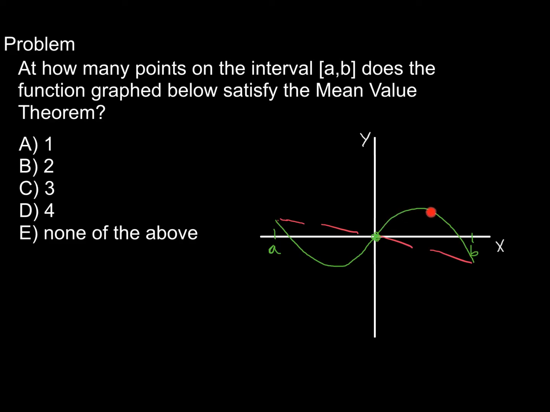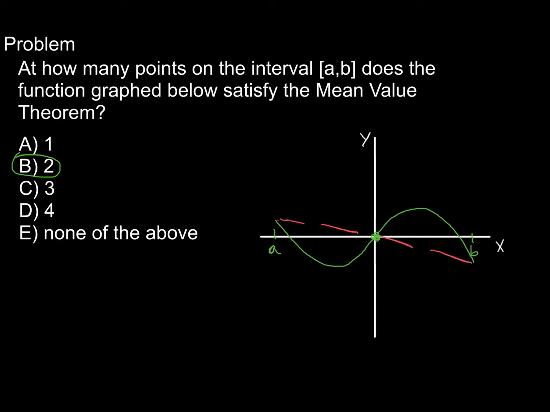And so somewhere along this portion of the curve, we'll again have a tangent to the curve that is parallel to this secant line. So there are 2 places along this curve where the mean value theorem is satisfied. In other words, where the instantaneous rate of change will be equal to the average rate of change along A to B.